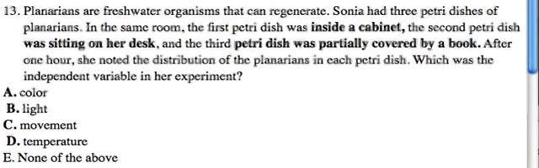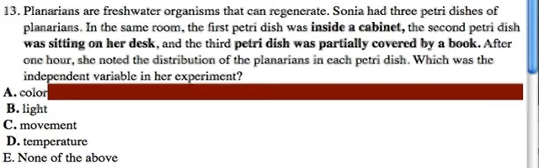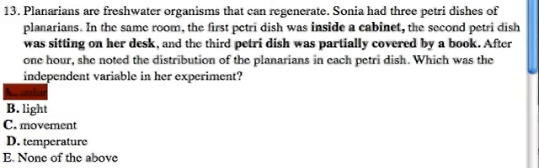Well, color. A says color. That doesn't resonate with anything as far as what's different about this experiment from petri dish to petri dish. One's in a cabinet, one's on her desk, and one's covered by a book. Color is not even a good distractor because there's no reason why you should think it's color. I'm going to move on to C, movement.